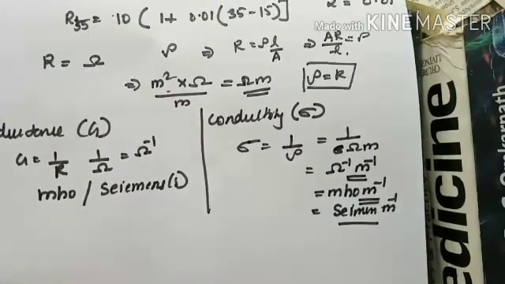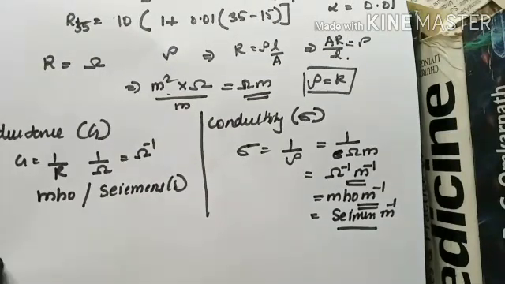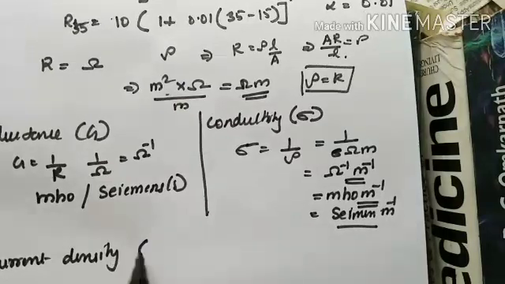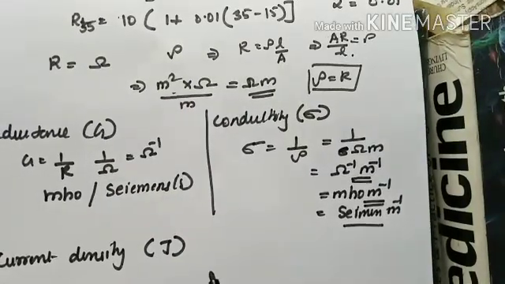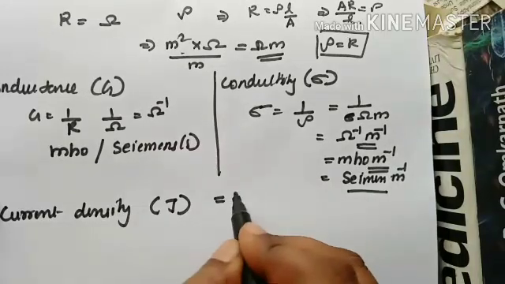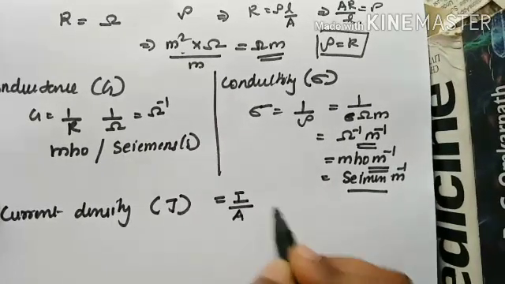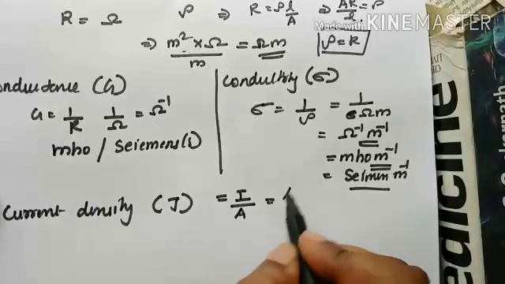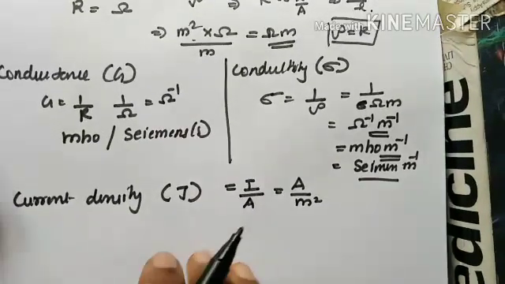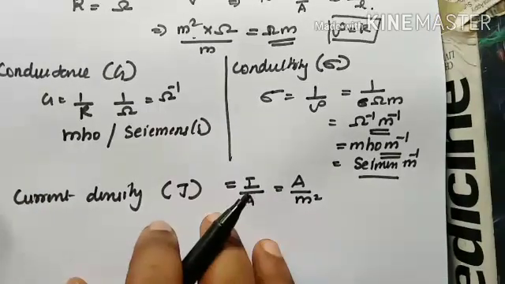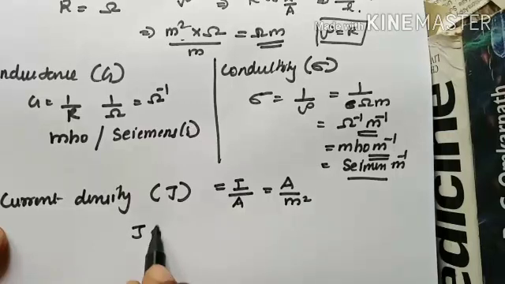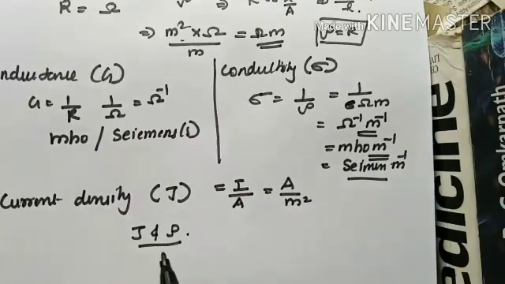Now the third term I want to deal with is current density. This is a new one, and its representation is J. Current density is the amount of current flowing per unit area, that is I divided by A. The unit can be written right now, ampere divided by meter squared, right? Now the major question asked from this topic is, what is the relationship between J and rho? J is current density, and rho is resistivity.